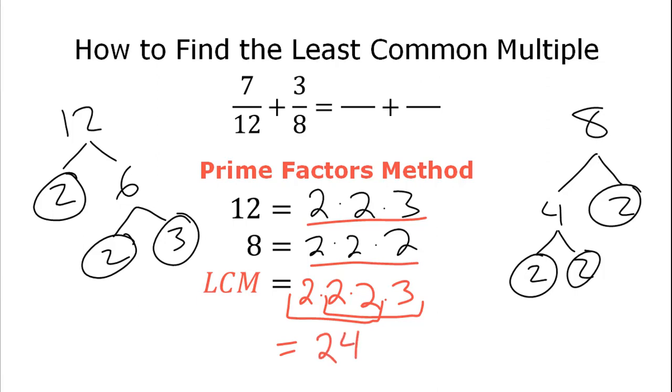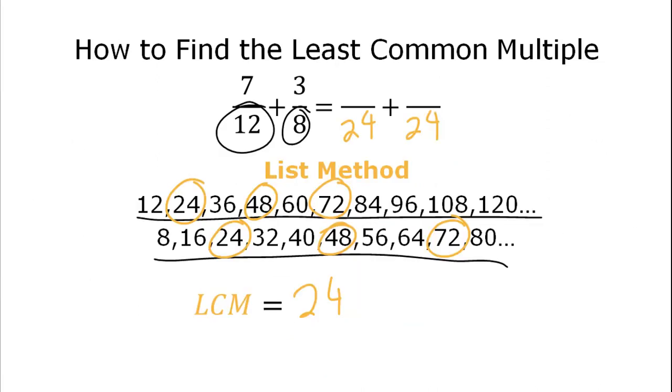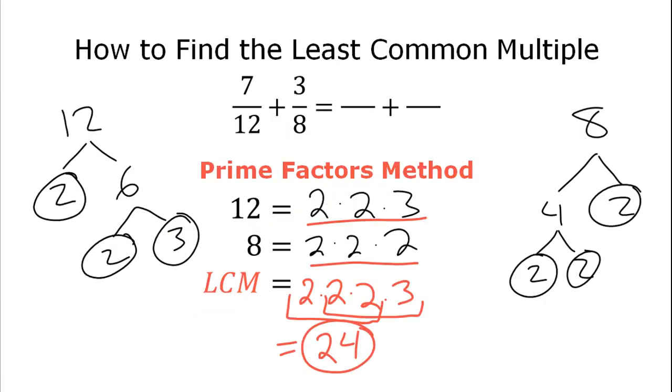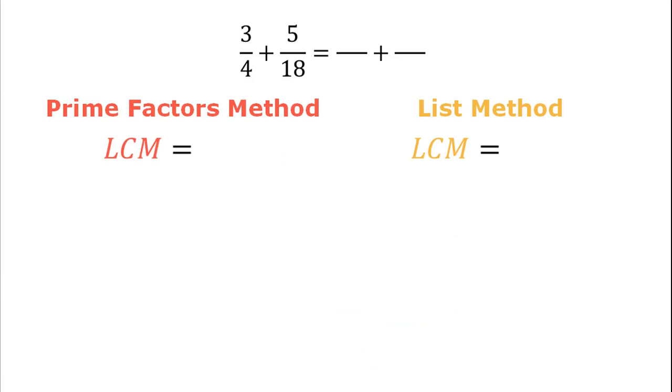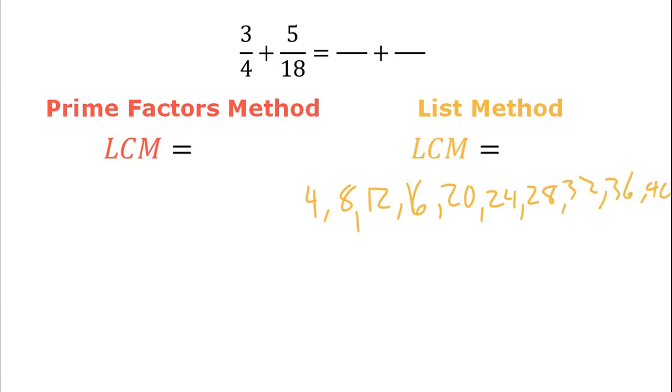And you can see that we got the same answer for our least common multiple, whether we did the list method for this addition problem or whether we did the prime factors method. So I'm going to do another example of this using a different addition problem. So if I was going to do the list method for this addition problem, I would list out all of the multiples of both of the denominators. So if I start with the 4, I would have 4, 8, 12, 16, 20, 24, 28, 32, 36, 40, and I could keep on going, but I'm going to stop there because I ran out of room.